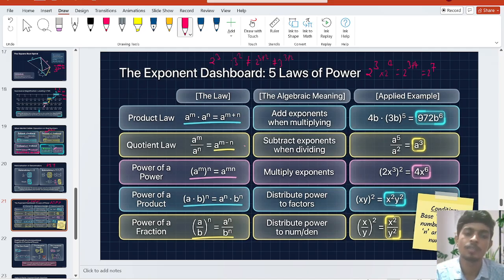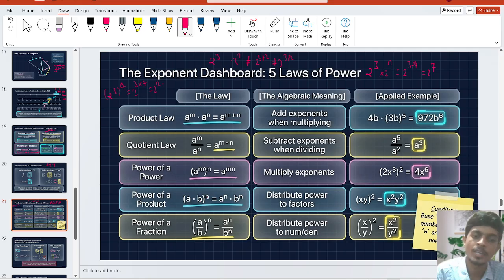Add exponents when multiplying. Here you say the quotient law: a to the power m upon a to the power n is equal to a to the power m minus n. Here you have the same base. Okay, so this is also applicable. Power of a power means that a to the power m, to the power n, is equal to a to the power mn. For example, 2 to the power 3 is equal to 8, similarly you can write it as 2 raised to the power 3 into 1 to the power 12. This is how it is used.